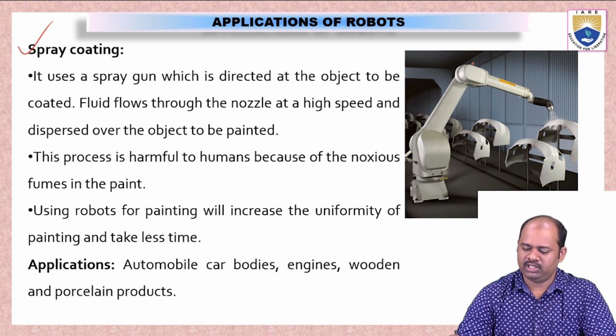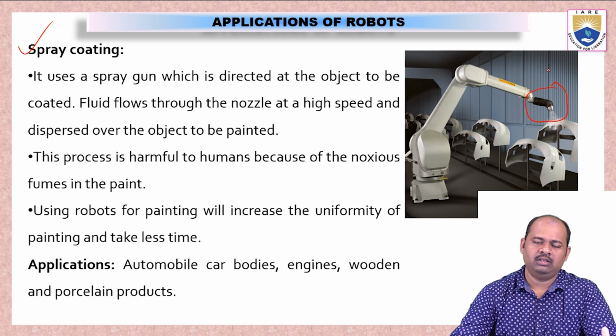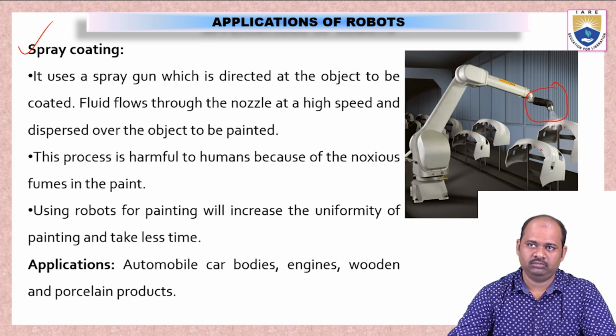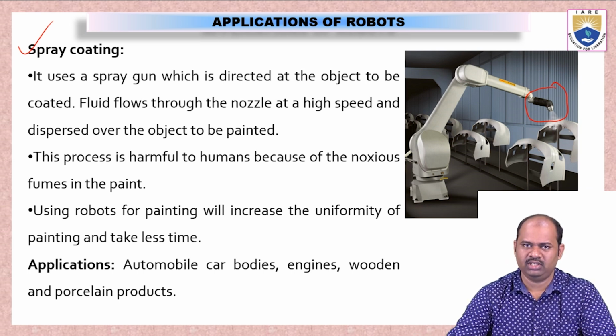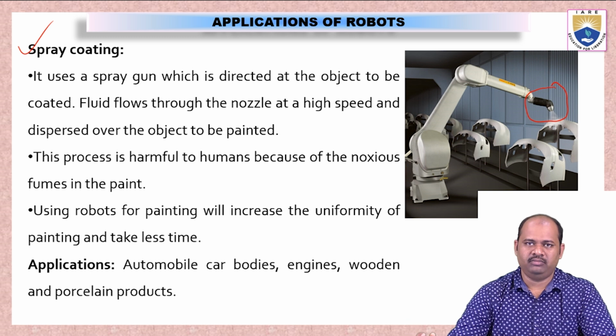So in this picture, we can see a robot is attached with a nozzle which sprays paint on automobile parts or any bodies. Here we can see all the body parts are placed in a row and they are being painted. All parts are very similar to each other. So painting is done on each body with precision and in less time.